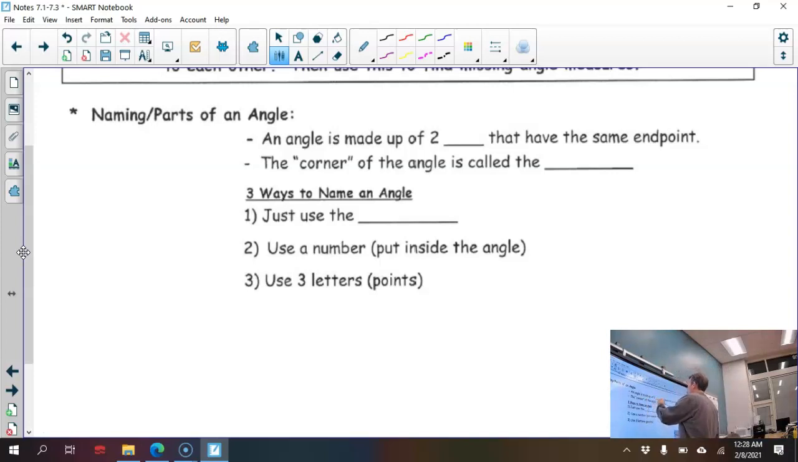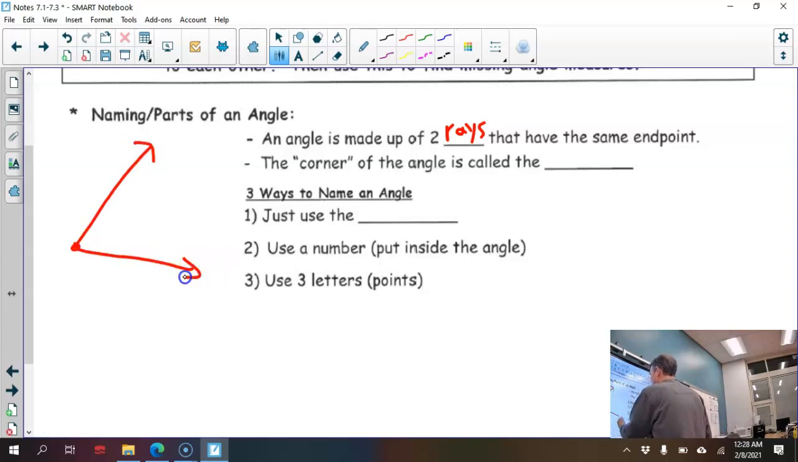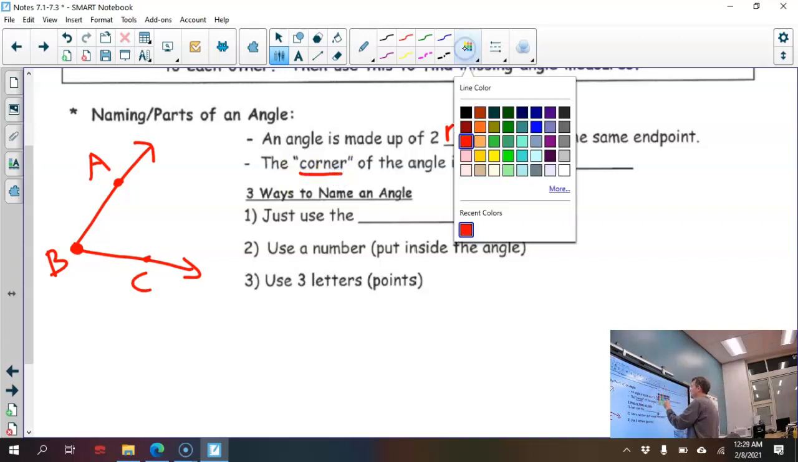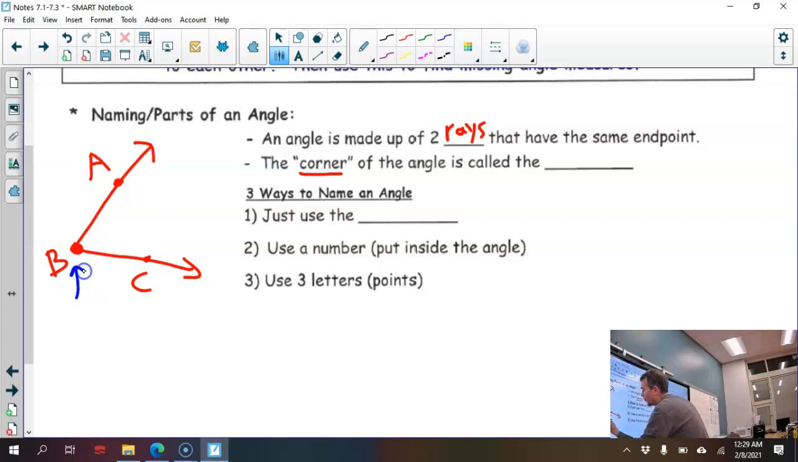Did you know an angle is made up of two rays that have the same endpoint? We're going to draw them over here. A ray has an endpoint and then it goes forever. That is two rays. They both have the same endpoint. Maybe we'll call the endpoint point B, and we'll put a point on this ray called A. So that starts at B and goes through A, and this starts at B and goes through C. And I got myself an angle there. The corner of the angle, this point right here, point B, is called the vertex.